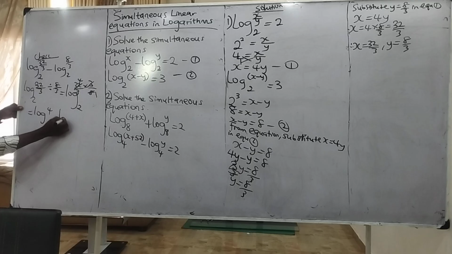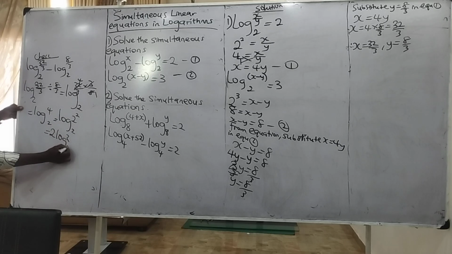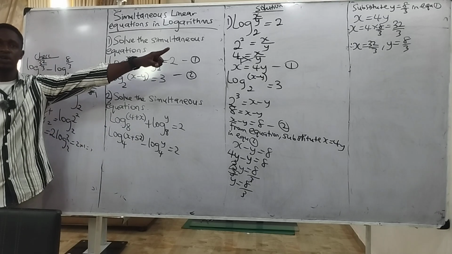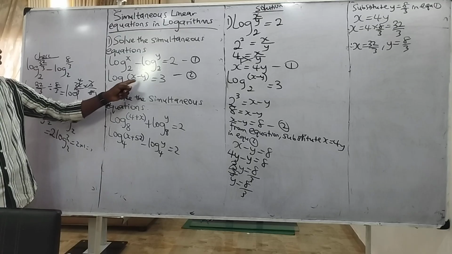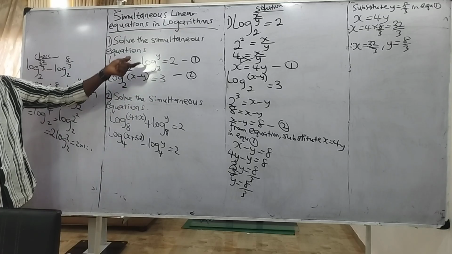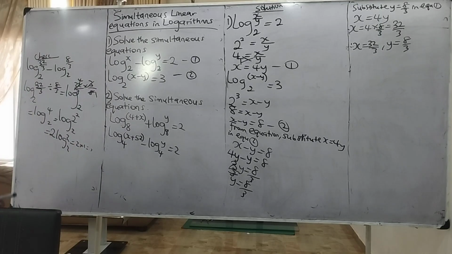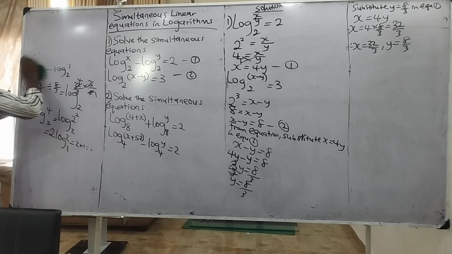And 4 in index form is 2 raised to the power of 2, in base 2. So bring the 2 here under power law. We have 2 log 2 in base 2. And any number to its base is 1. So this is 2 times 1, which is 2. So we are correct. If you also do the same thing here, you still get 3. I'm just trying to show you that what we got here is correct. So let's go to the number 2 question.